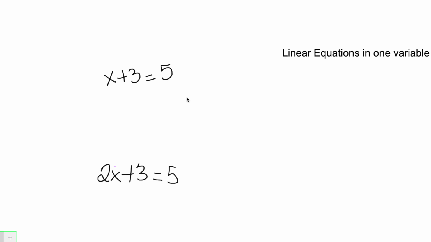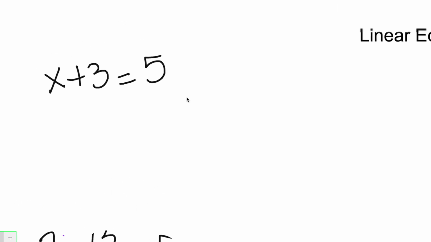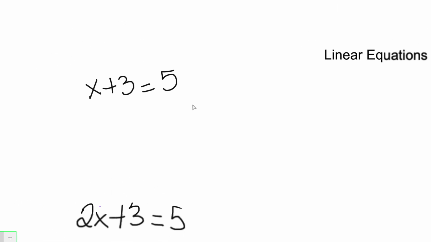Now, I'm going to start with the very basic linear equation to solve and then build on that, compound on that, but that is basically your foundation, okay? So that first one that we're looking at here, x plus 3 equals 5. Okay, this problem here is very, very basic.